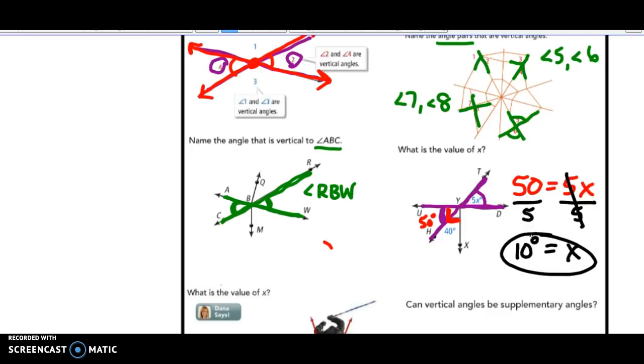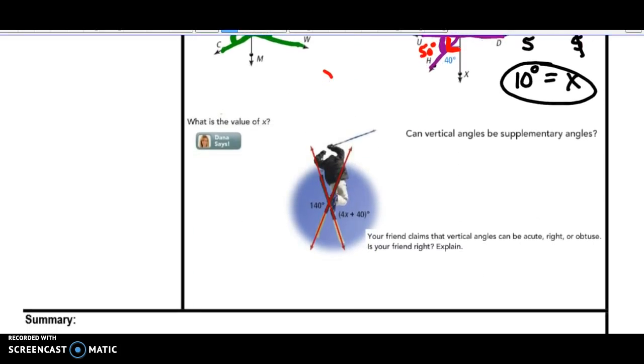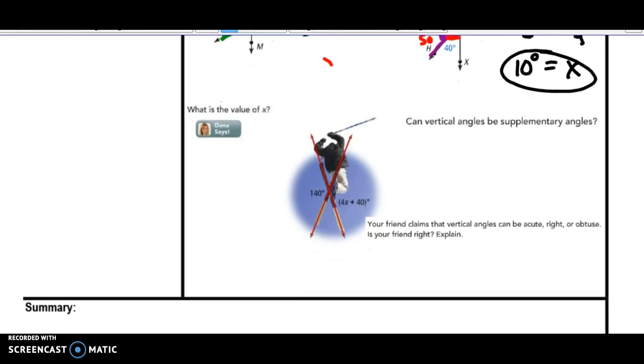This one's a little more complicated because we used both vertical angles and complementary, but let's take a look at another one here with our skier. This goes right along with the Winter Olympics. And let's practice it one more time together. So the way his skis are crossed, or hers, can't tell if this is a guy or girl, this is forming an angle that's 140 degrees, and then we know that this angle is 4x plus 40.